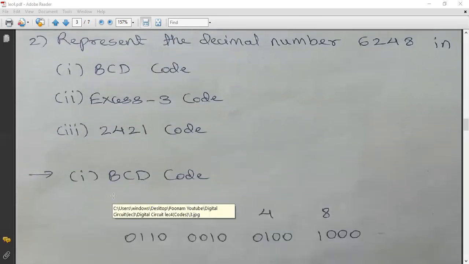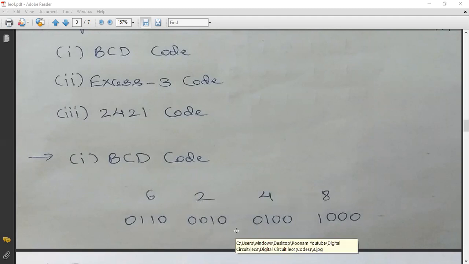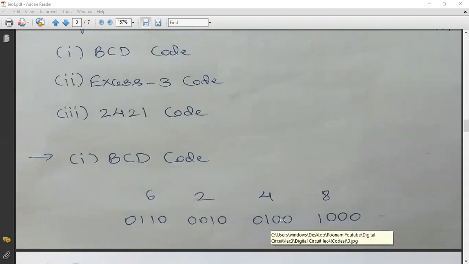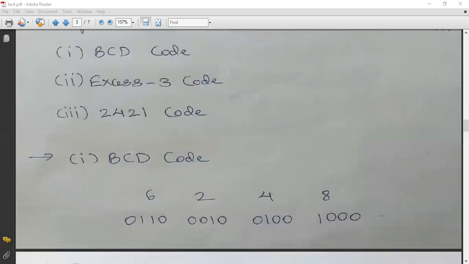Okay, it is so simple, right? What we need to do is write this number and its equivalent binary form, that is the 4-bit equivalent binary form. So 6 is represented by 0110, 2 is represented by 0010, 4 by 0100, and 8 by 1000. So this was for the BCD code conversion.